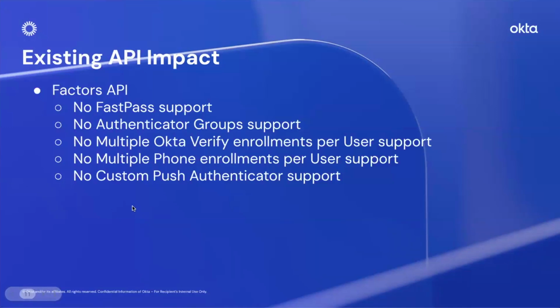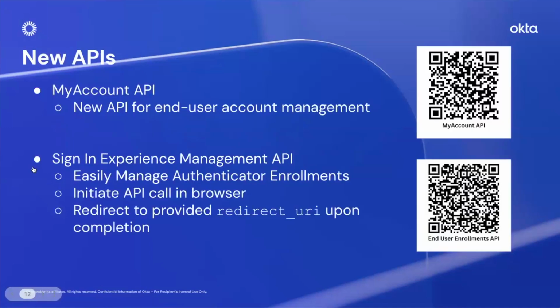And then finally, the custom push authenticator is not available through the Factors API. There are some new APIs, however, to help account for those, and we'll dive into the documentation on these in a little more detail. But there's a new API called My Account API. This is an API for all sorts of end user management screens. It's basically the new API to use if you're building your own homegrown end user management screens.